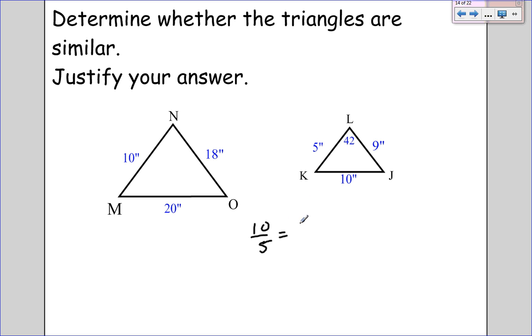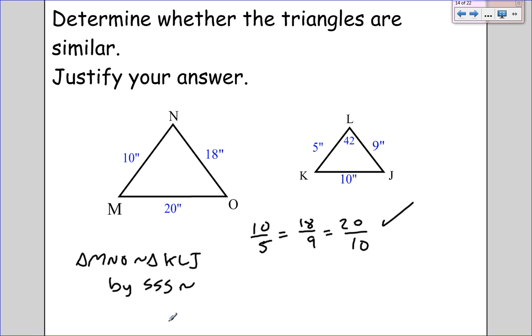Middle with middle, 18 over 9. And large with large, 20 over 10. That becomes 2, 2 and 2, so these are congruent. Triangle MNO, sorry, they're not congruent, they're similar. Triangle MNO is similar to triangle KLJ by SSS similarity.